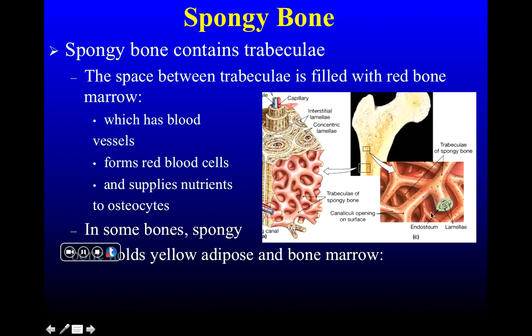But the fact that there's so much space between these trabeculae allows for a lot of blood vessels and bone marrow to reside. And that makes sense. If bone marrow is forming the blood cells, you better have a lot of blood vessels nearby to pick up those blood cells that it's making, right?